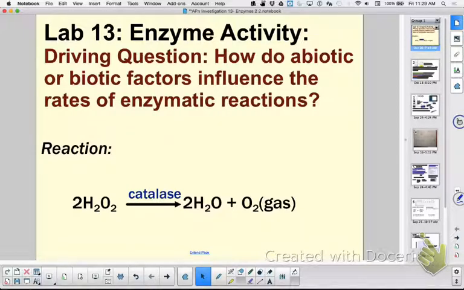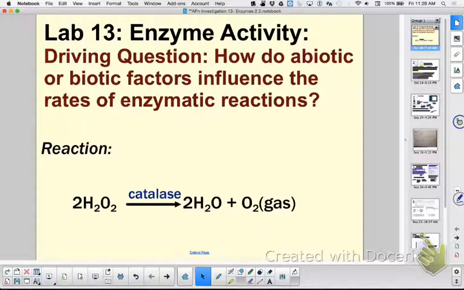We're going to talk about Investigation 13, Enzyme Activity. The first thing it says is, how do abiotic or biotic factors influence the rates of enzymatic reactions? Well, the first thing I would ask you is, without even doing this lab, what did I tell you? What did we discuss in the presentation? How can enzyme activity be affected? By what types of things?